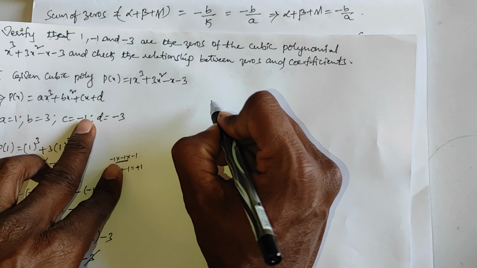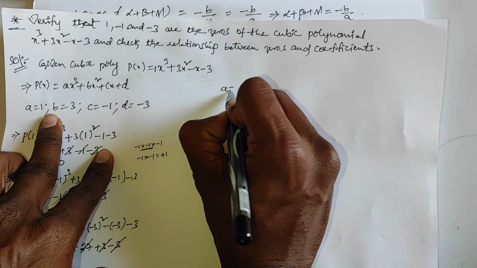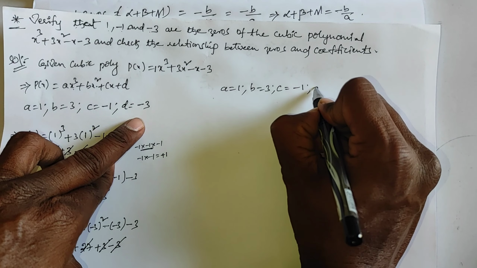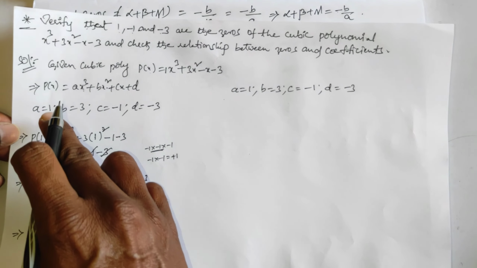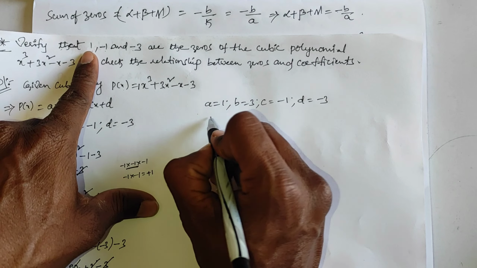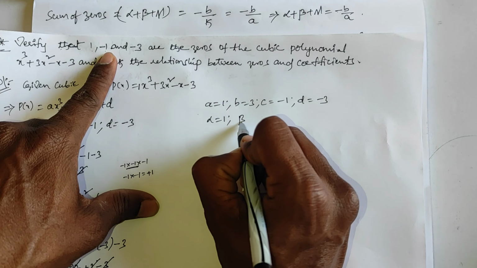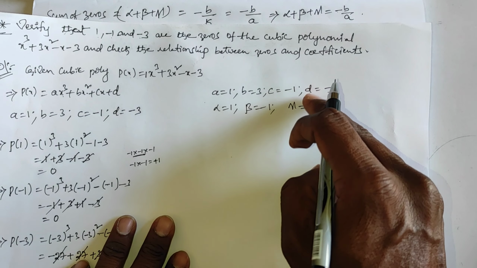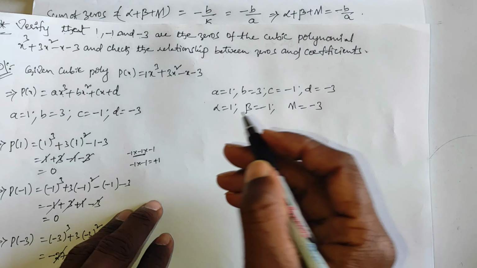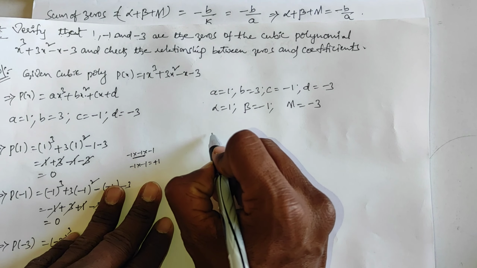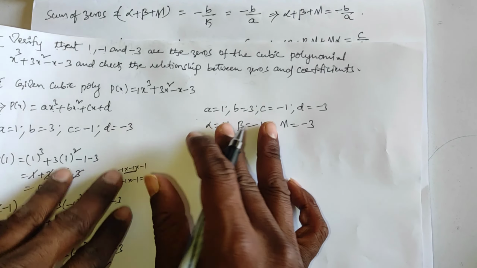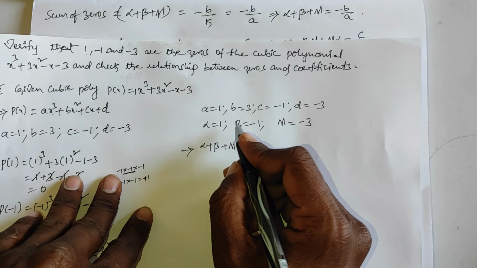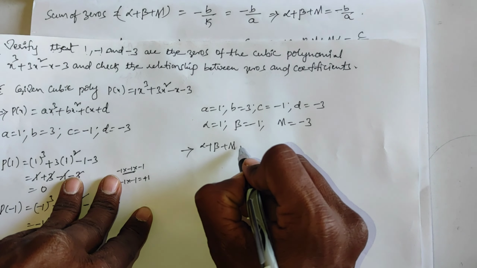So what are the zeros here? As we took, a equals 1, b equals 3, c equals minus 1, and d equals minus 3. So we verified the zeros. Now alpha equals 1, beta equals minus 1, and gamma equals minus 3. Now we have to see the relation between these zeros and coefficients. First, the sum of the zeros: alpha plus beta plus gamma. What is the formula? Minus b by a.